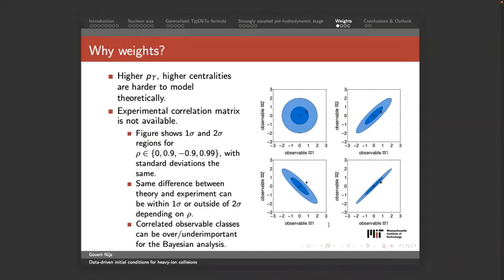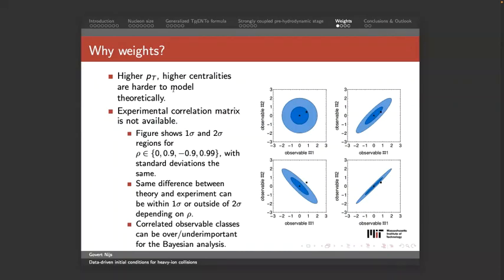But what you can do with these weights is that if there's a region, for example, where you trust your model less, like for example, we do it at higher PT values or very peripheral bins, you can artificially increase your error bars there to indicate that you have less trust in your model in those regions.